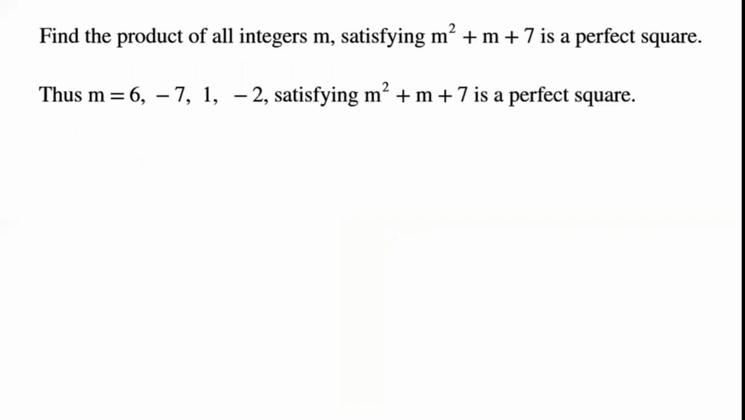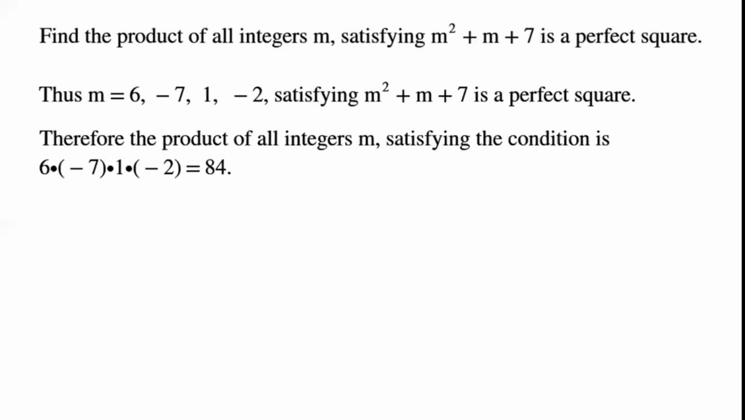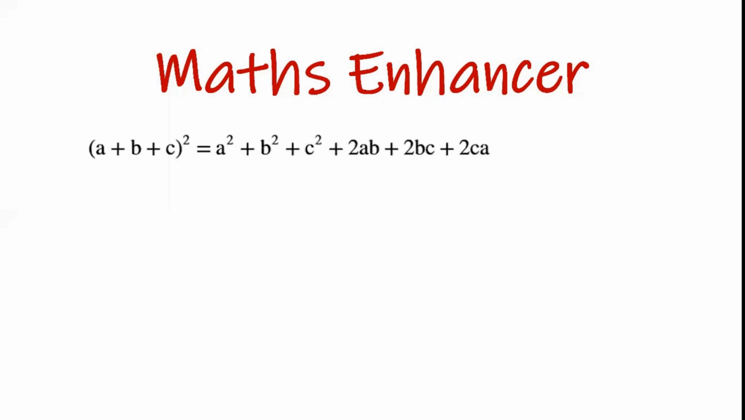Thus, m equals 6, minus 7, 1, minus 2 are all the integers that satisfy m squared plus m plus 7 is a perfect square. Therefore, the product of all integers m satisfying the condition is 6 times minus 7 times 1 times minus 2 equals 84.